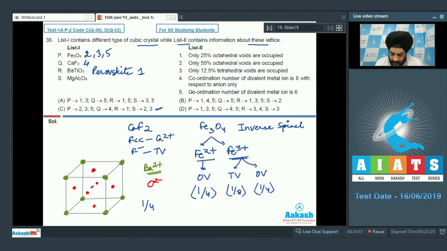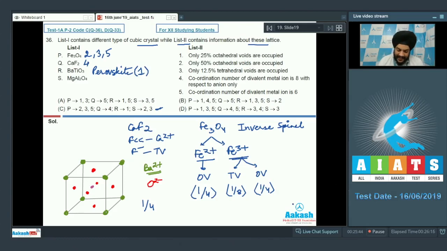If we talk about the fourth one, the coordination number of divalent metal is 8 with respect to anion only. So if we talk about the divalent metal ion, it is present at the corner and it is in contact with all the oxide ions which are present at the face centers. So it is going to have a coordination number equal to 12 and not 8. So R will not be a match. If we talk about the fifth option now, coordination number of the divalent metal ion is 6. We had already seen that it had a coordination number equal to 12 and not 6. So it will be matched with only 1.